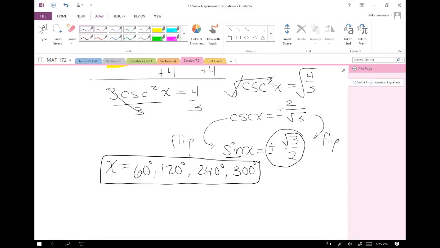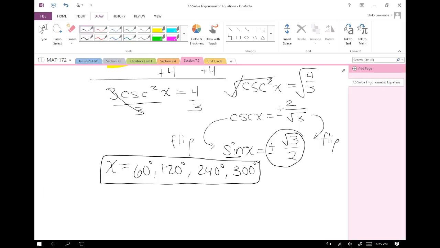So only one trig function in the problem. Use opposite operations to get it all by itself. Figure out a way that we can find the answers on the unit circle. Unit circle shows sine and cosine. And then we go from there and look for them on the unit circle. And do not forget to do plus and minuses if you square root something.